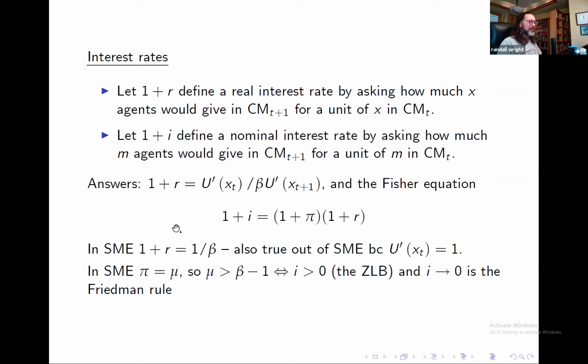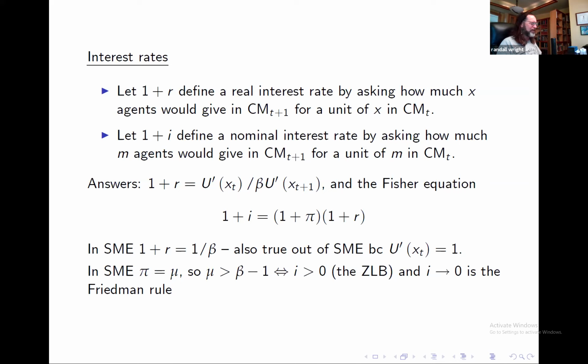And then you probably heard of the Fisher equation. You should have. It's the only thing you should remember from most macro courses you've taken, although even it's wrong. But there's no arbitrage conditions. 1 plus the nominal rate, the answer to this question, will equal 1 plus pi, where pi is inflation, times 1 plus R. This is a no arbitrage condition.